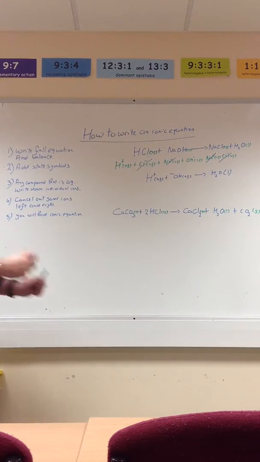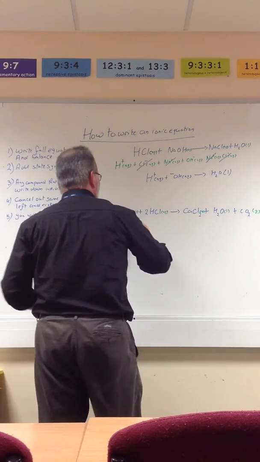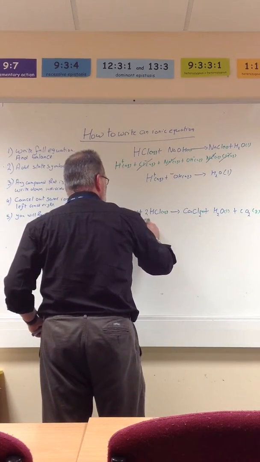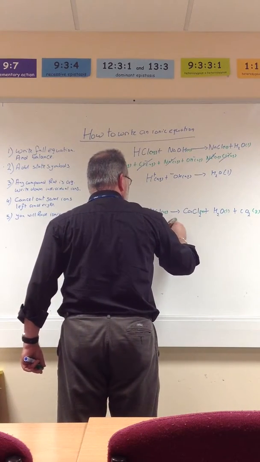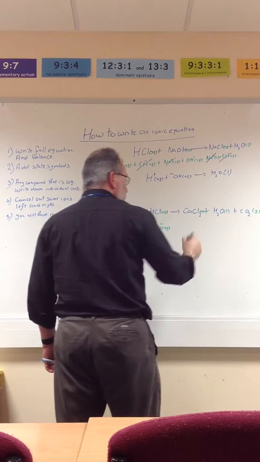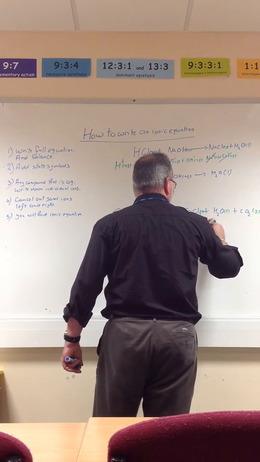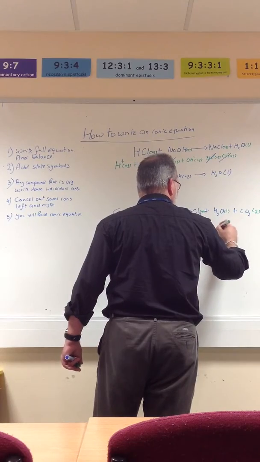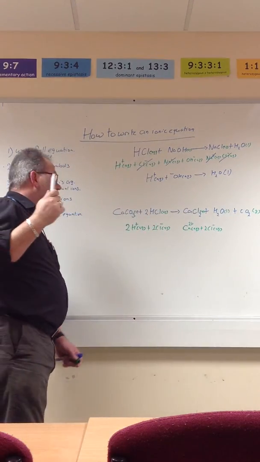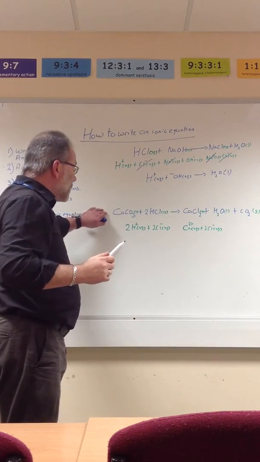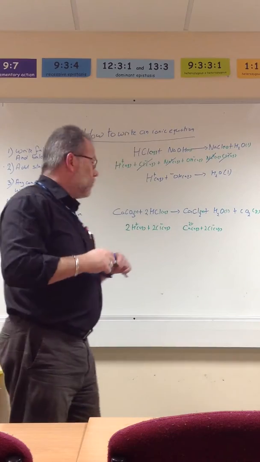What I do now is write down all the aqueous ions. So I've got 2H+ (aq) plus 2Cl- (aq). That gives me Ca2+ (aq) and 2Cl- (aq). Note, I'm not writing down the individual ions for the calcium carbonate, the water and the CO2 that is formed.